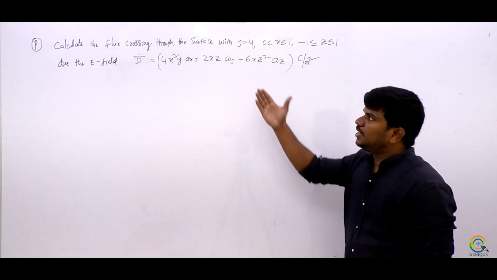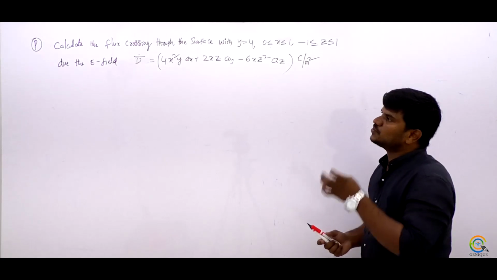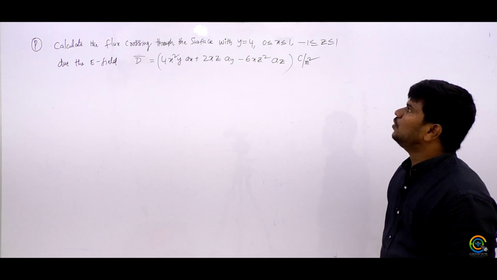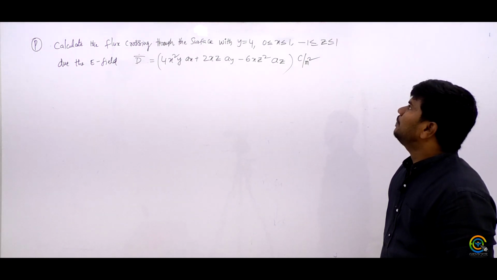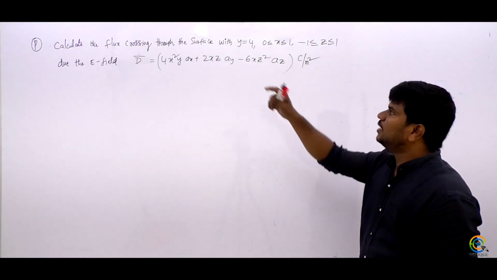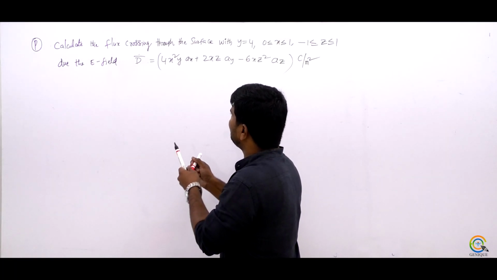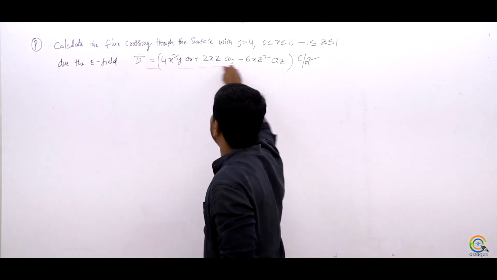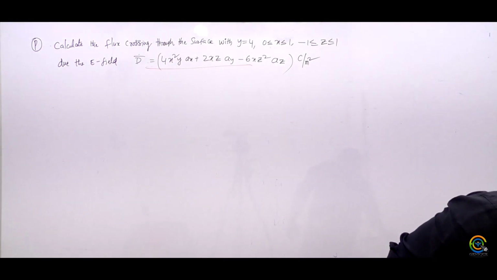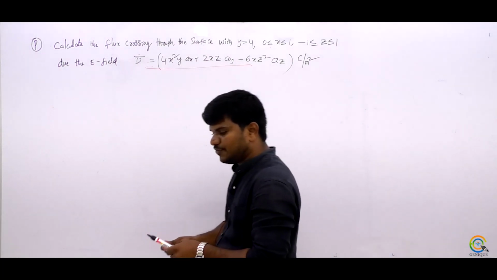But here, if you come to this question, if you observe this question: calculate the flux crossing through the surface with y equals 4, 0 less than x less than 1, minus 1 less than z less than 1, due to the electric field given. This is the entire electric field given. It is an electric flux density that he has given. So due to this electric flux density, we have to calculate the flux crossing through the surface.